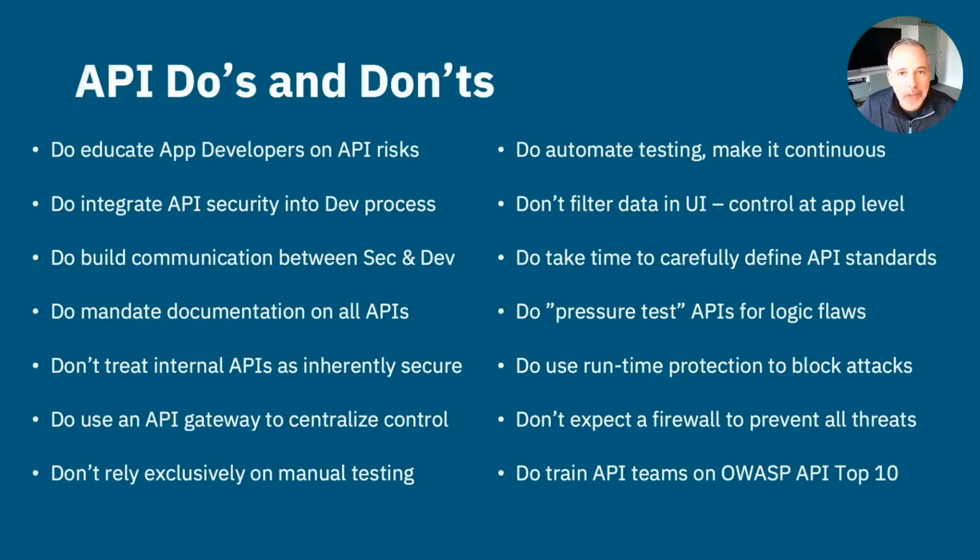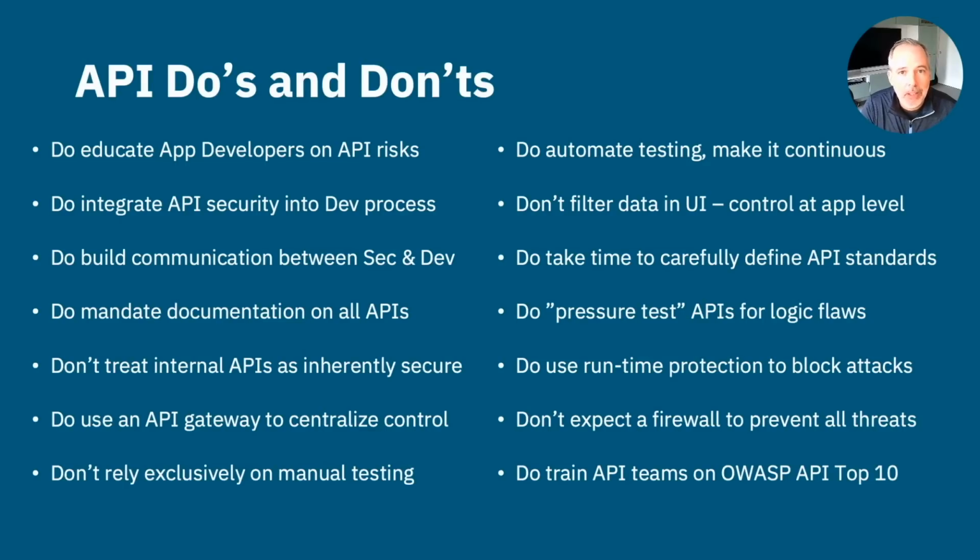Do build communication between security and development. The gap here is way too big, way too often. Both teams need to collaborate to keep APIs secure. Do mandate documentation on all APIs. This feels like one that shouldn't be needed, but far too many APIs are not documented, underdocumented, or not updated. Documentation helps drive consistency, reusability, integrations, and also security.